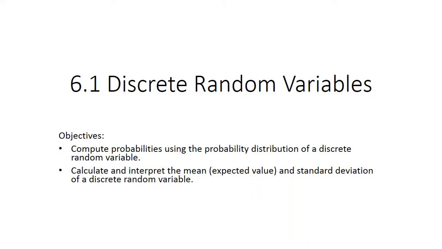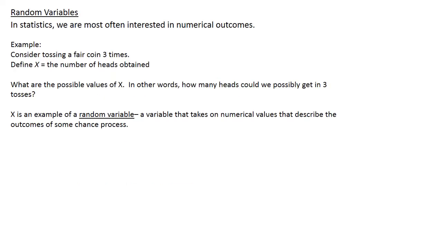Chapter 6 is a study of random variables. In section 6.1, we'll start with the study of random variables with discrete random variables. So in statistics, we're most often interested in numerical outcomes.